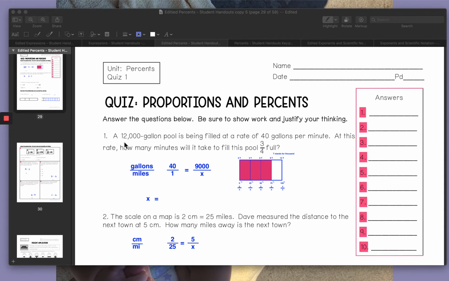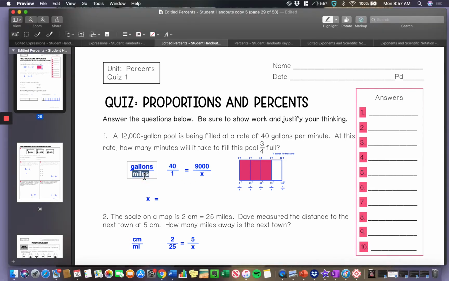So for number 1, it says a 12,000 gallon pool is being filled at a rate of 40 gallons per minute. At this rate, how many minutes will it take to fill the pool 3/4 full? So we have gallons, right? We have gallons per minute, so we have 40 gallons per minute. Okay, so that's 40 gallons in 1 minute. And we want to know how many minutes it's going to take for 9,000 gallons to be filled up. How many minutes is it going to take for that 9,000 gallons to get filled up into that pool?